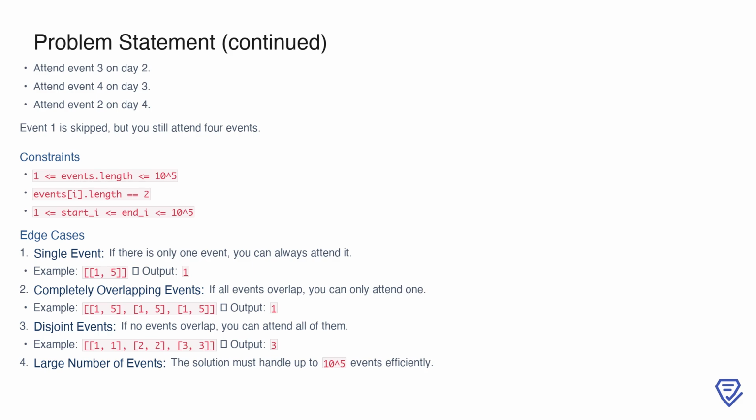The constraints of the problem ensure that you must consider edge cases, such as handling up to 100,000 events efficiently. For example, if all events overlap, you can only attend one. On the other hand, if no events overlap, you can attend all of them. This problem challenges you to design an optimized solution to handle a variety of scenarios within the given constraints.